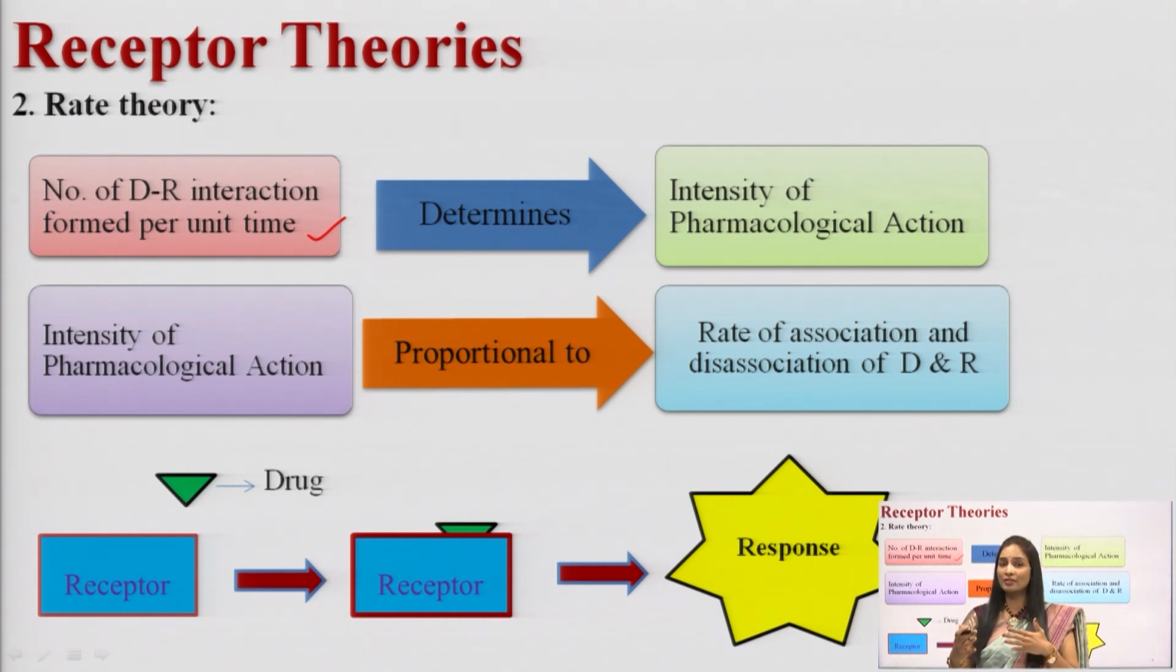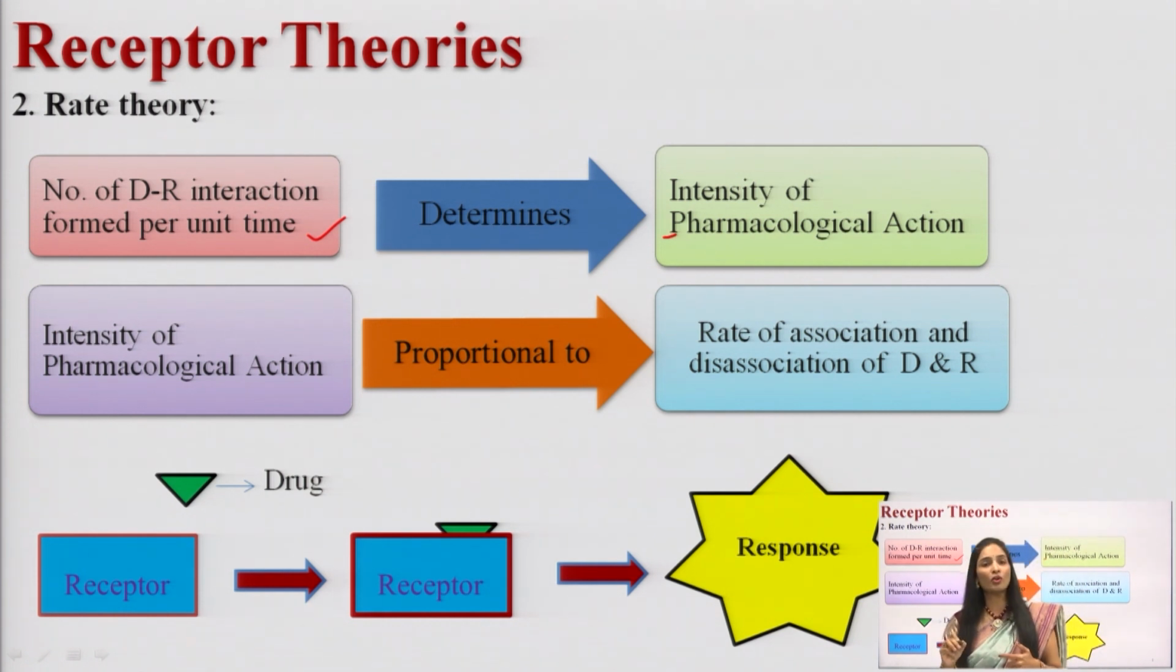So, if there is more association and more dissociation of a drug, you can expect more pharmacological action, and if there is no association and no dissociation, there will be no pharmacological intensity of a drug. So, here what the rate theory represents is that the number of receptor and drug complexes formed per unit time can determine the intensity of a pharmacological action.